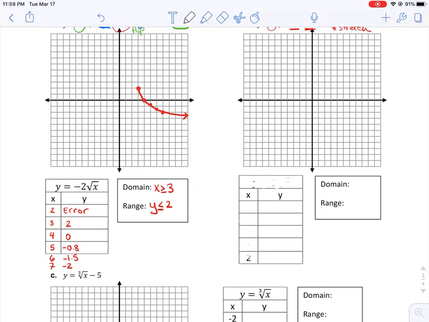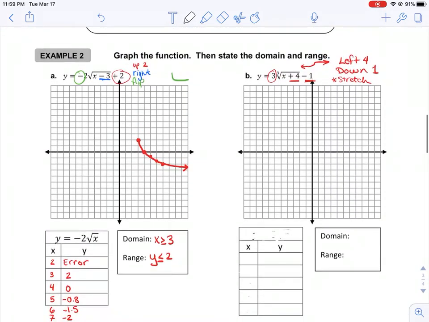Just erase these with a white pencil. All right, so when you're typing in the cube root, remember that's in your math menu. I think it's number 4. So 3 times the cube root of x plus 4, and then make sure you scroll out of your cube root, minus 1. And then we want to go to our table.